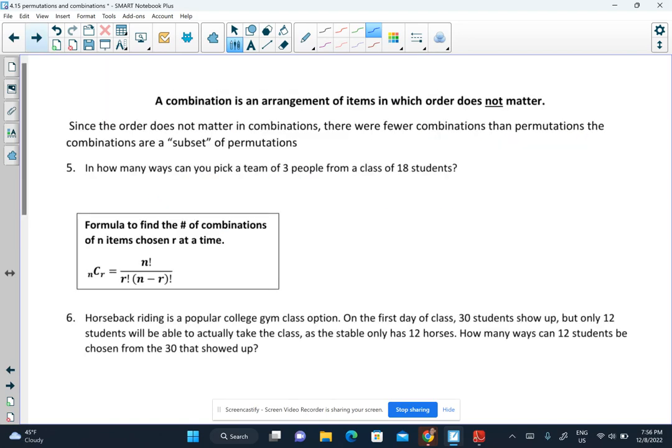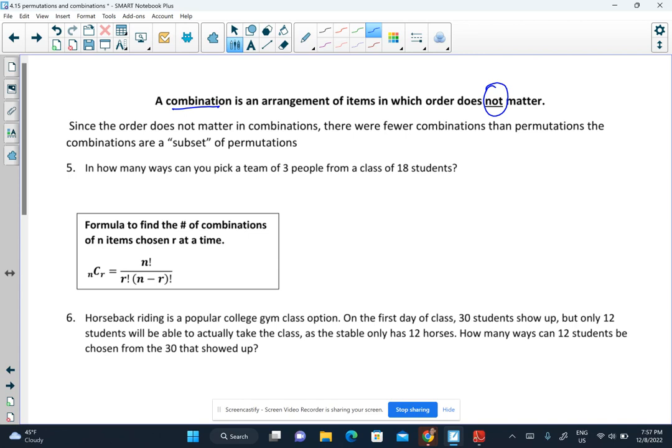We're now going to go over a concept called a combination. And a combination is an arrangement of items in which order does not matter. So the key thing is the order does not matter. So since order does not matter in combinations, we're going to have fewer combinations than permutations, since combinations are actually a subset of the permutations. It's choosing something where we're not worried about rearranging the people chosen. Okay, so how do you calculate this?